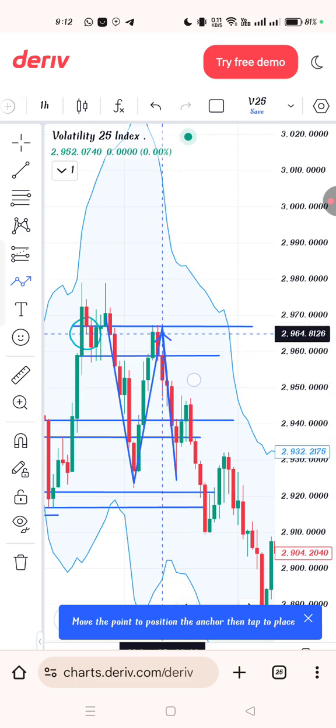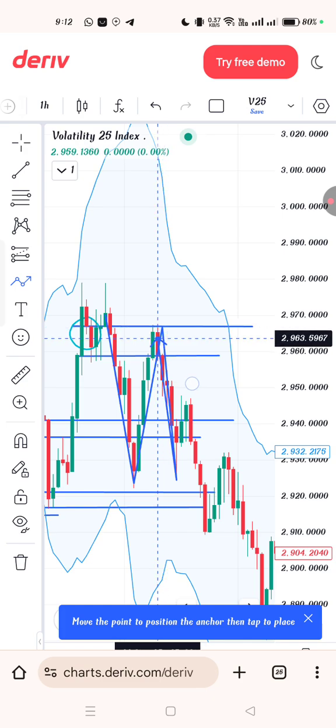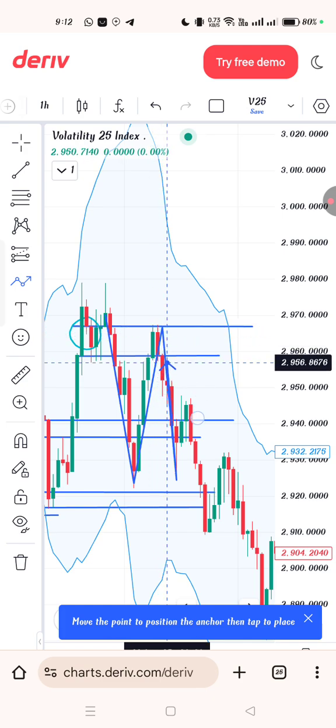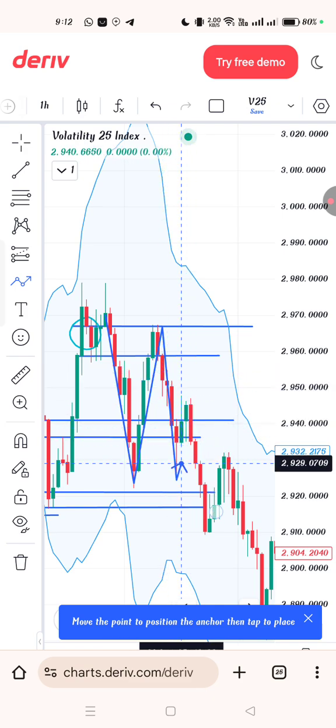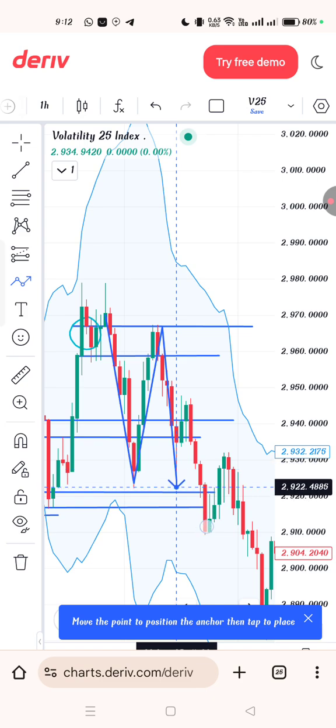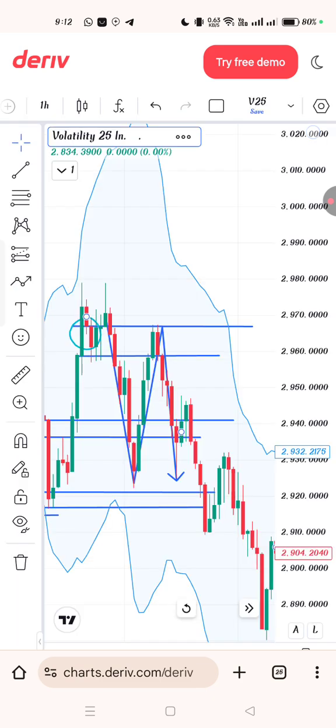You could wait for the price. You could now, maybe after the price retesting here and giving you more confirmation, start looking for your entries here, or you could wait. No, yeah, you could start looking for your entries here. So let me show you how you could go about it.